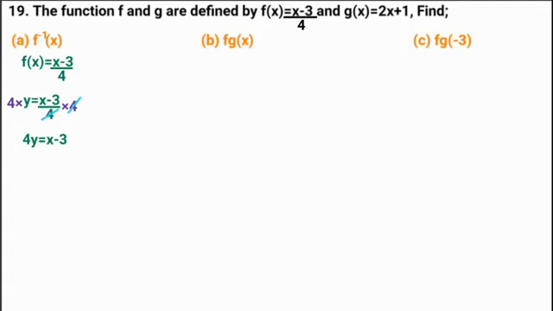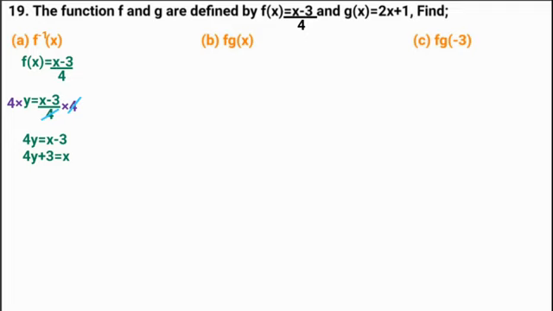Now here at this point, we're going to make x the subject of the formula. So that means we're going to write 4y minus, since the negative 3 will cross the equal sign, it will become positive 3, so it's going to be plus 3, which will be equal to x. Now we have come up with this expression.